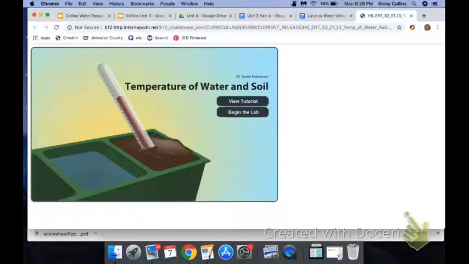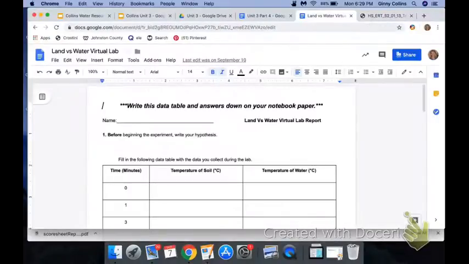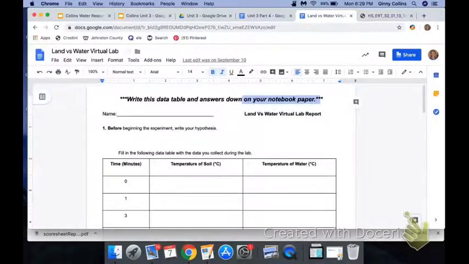So everybody focus. In a moment, not now, you're going to go to Canvas, and Canvas is going to have a virtual lab report posted for you. Before beginning the experiment, you'll write your hypothesis, and that's pretty much what you just did. You just took a vote on which one you thought would heat faster and which one you think would cool faster. So all you're going to do is write that down here. You do number 1, and then you write down whatever your hypothesis is.